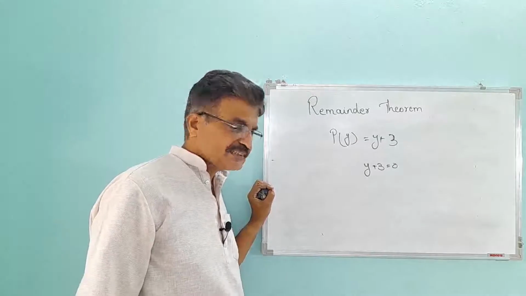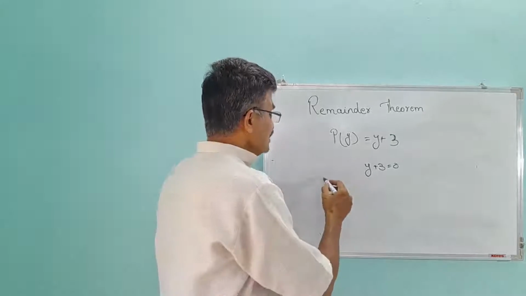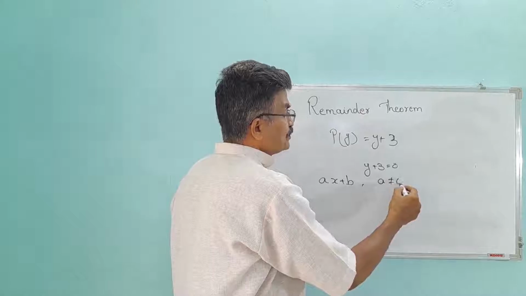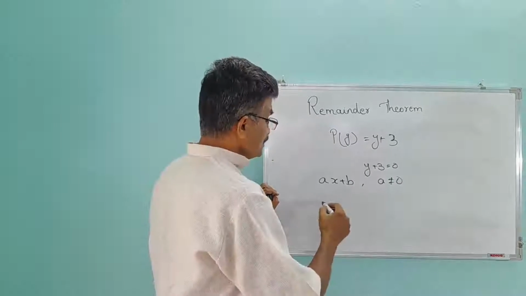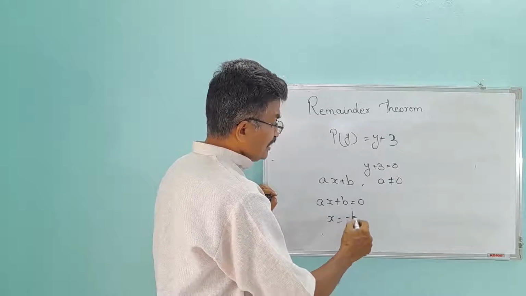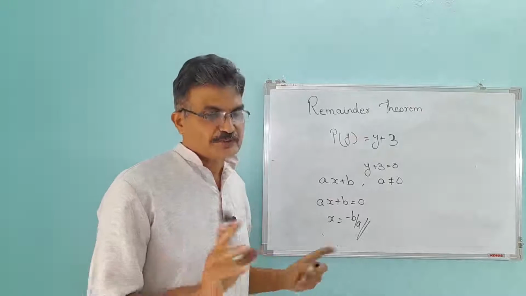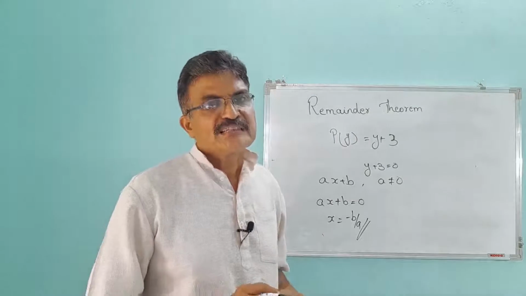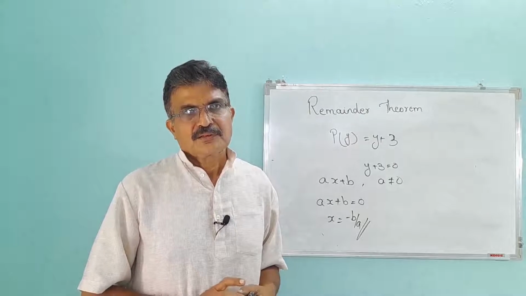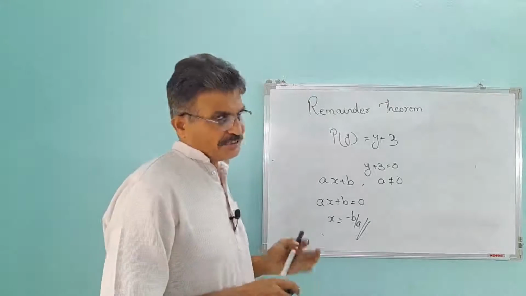The general form of a linear polynomial is ax plus b, with condition a is not equal to 0. What is the zero of this? We equate it to 0, then x is equal to minus b by a. How many zeros are there? Only one zero. For a linear polynomial, there is only one zero. So you must understand these two concepts.